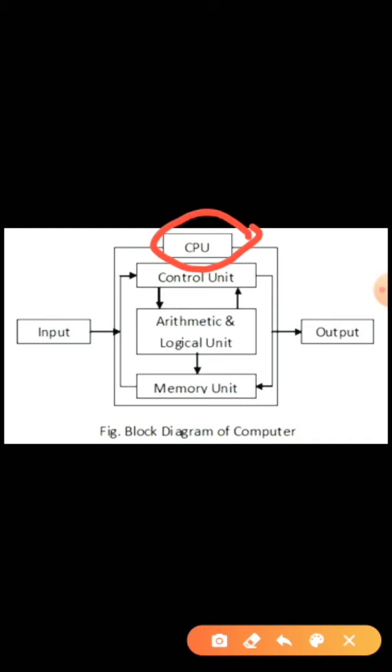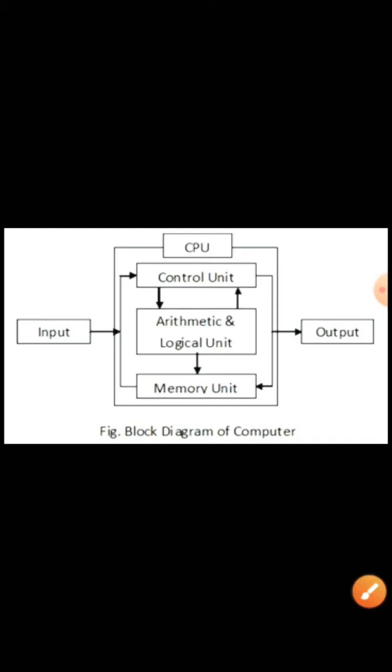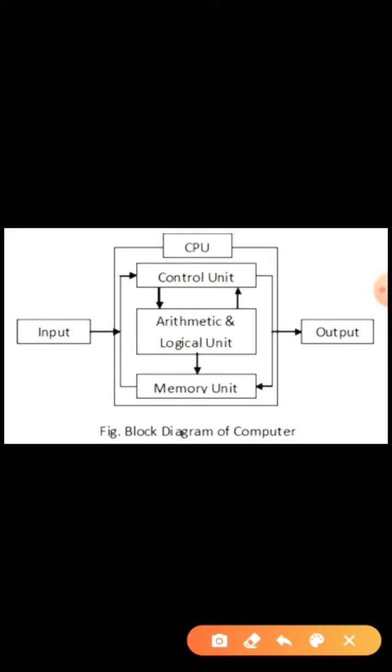Then we talk about the control unit, called the CU. The control unit acts like a traffic police. Its main function is to control and coordinate the flow of data and instructions between all the other parts of the CPU.